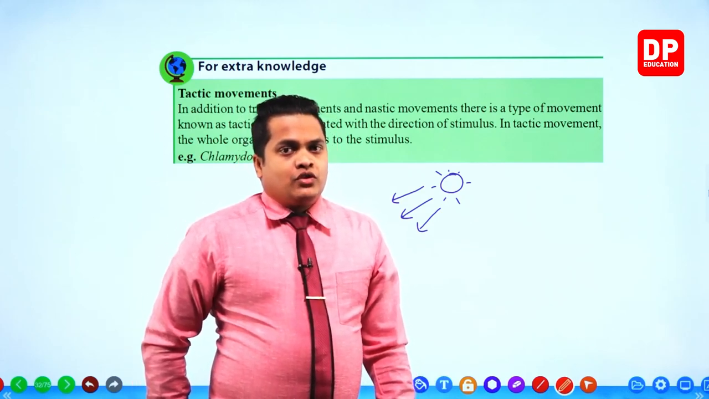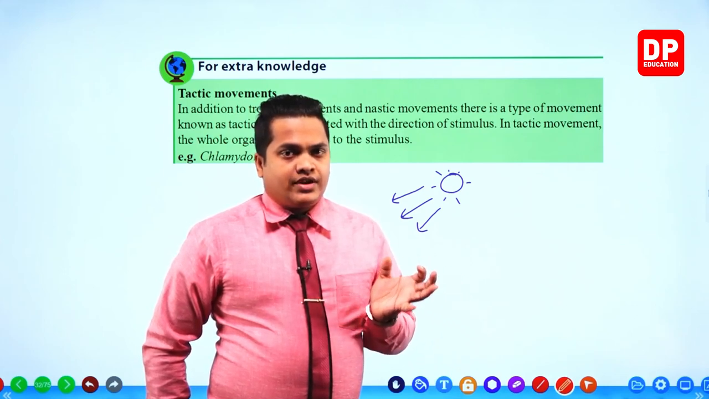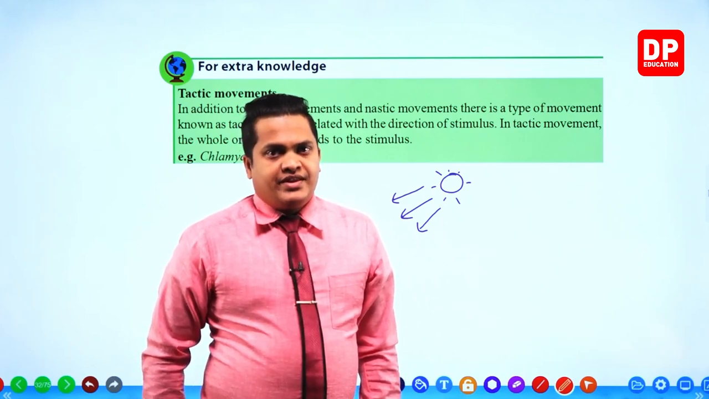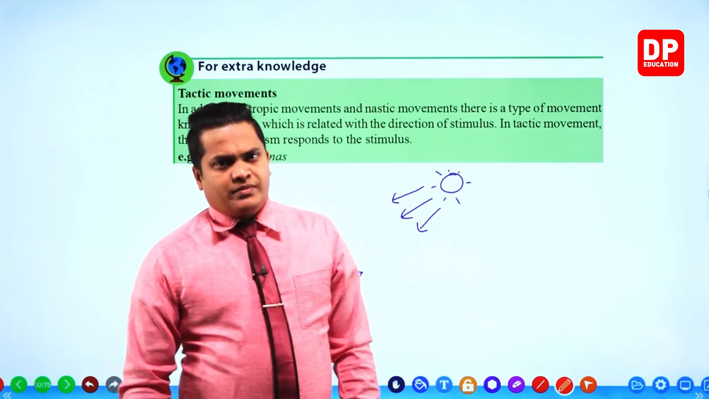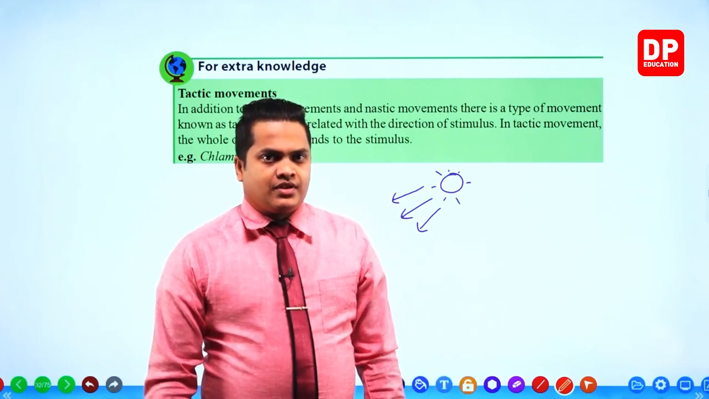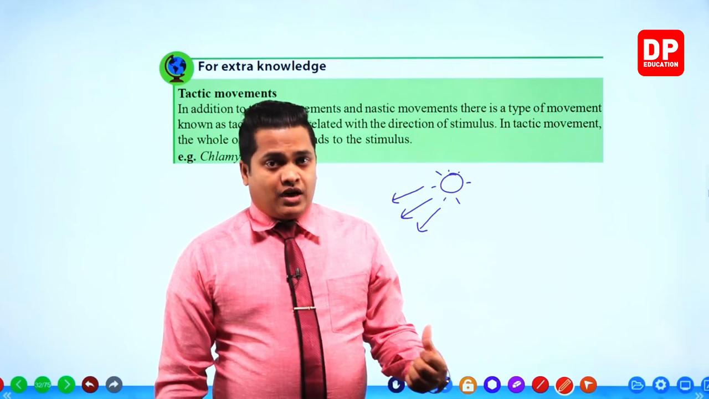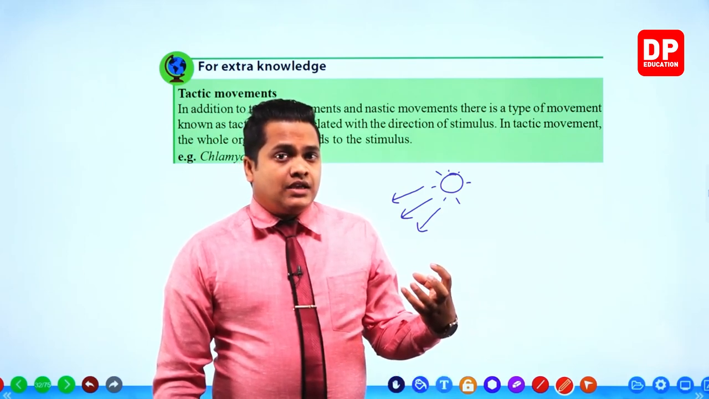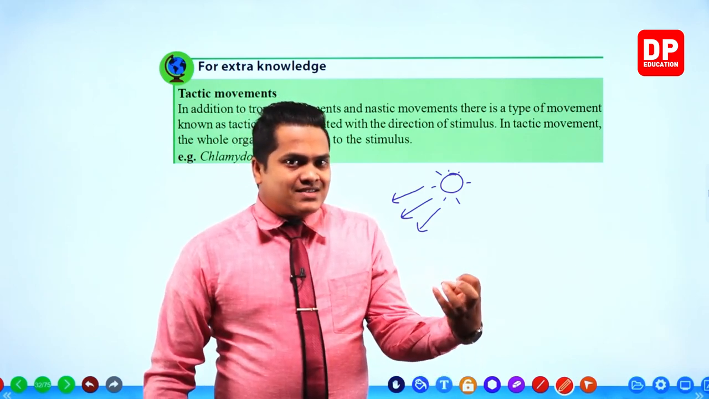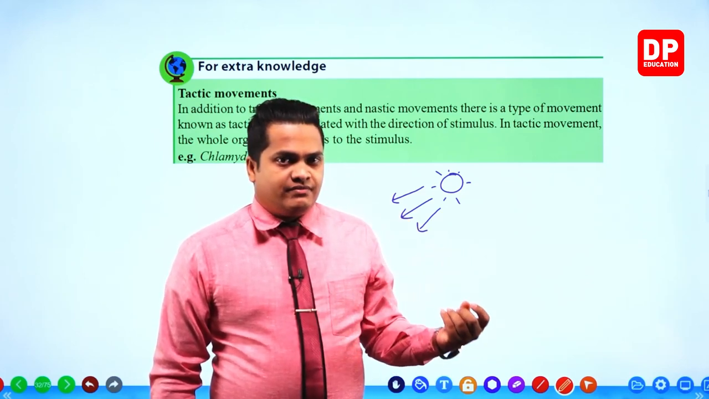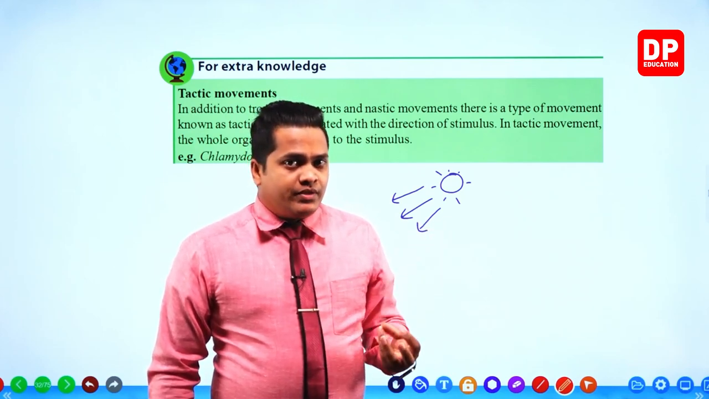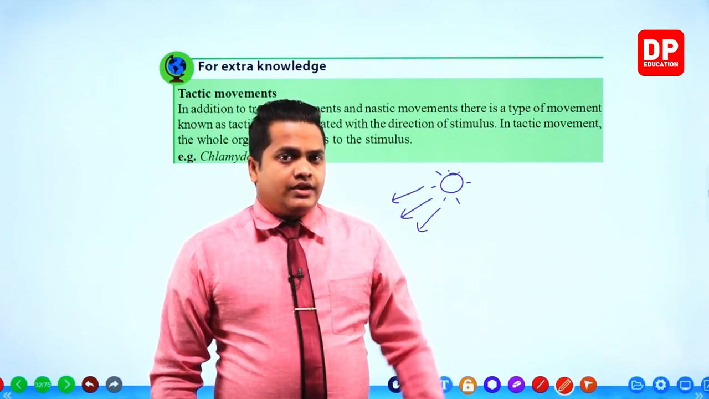Right then. So we discussed several things regarding the movements within this chapter, my dear children. We discussed mainly the tropic movements. Then after that, we discussed the nastic movements, right? Then we discussed the things which help for the nastic movements. Especially we discussed that the pulvinus located within the leaf base and also within the petiole is the one which is going to help for the nastic movements.